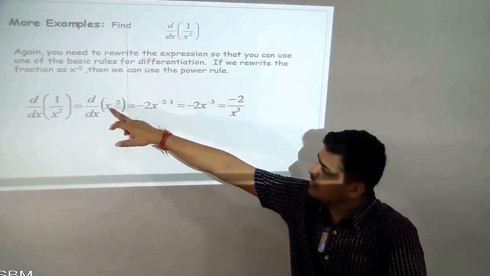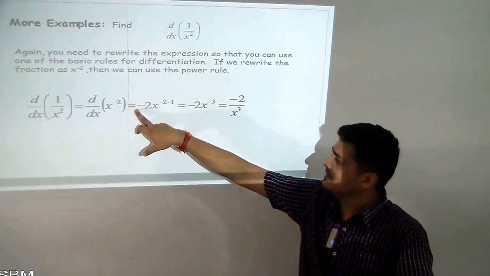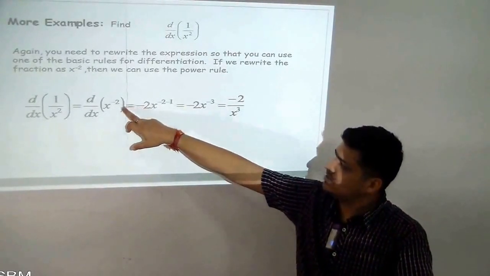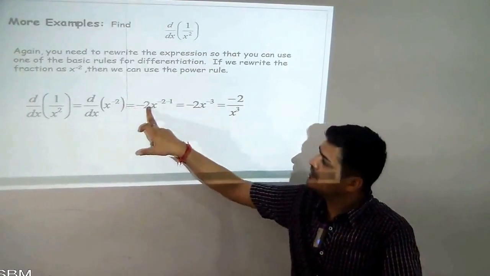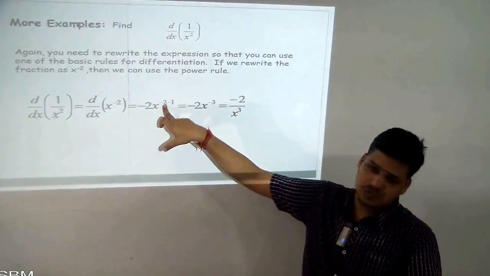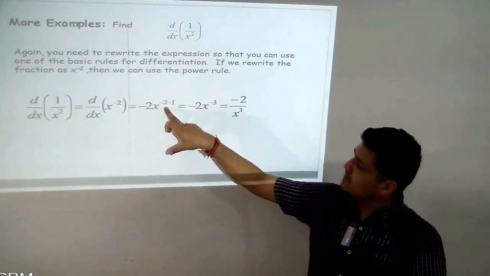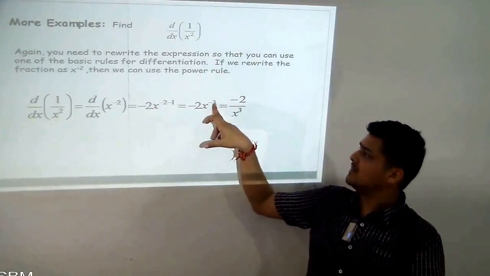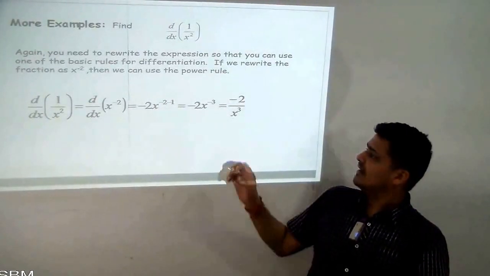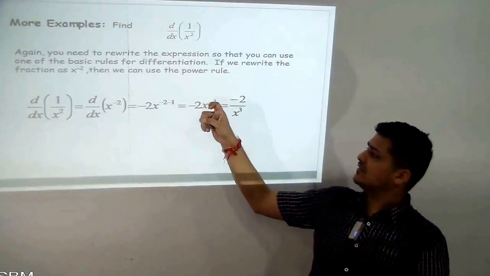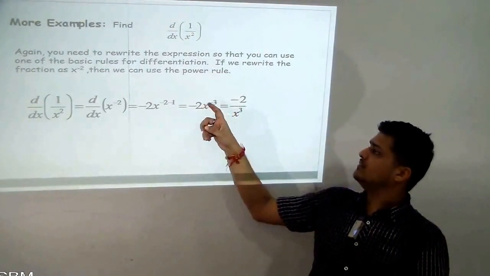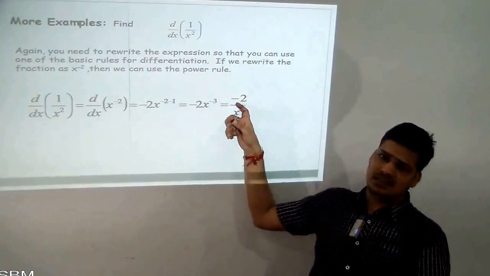When we solve d/dx of x to the power minus 2, it is written like that: equal to minus 2, which comes over here, x to the power minus 2 minus 1, so it becomes minus 3. So minus 2 times x to the power minus 3, or we can write minus 2 over x to the power 3, because when it goes to the denominator it becomes plus 3.